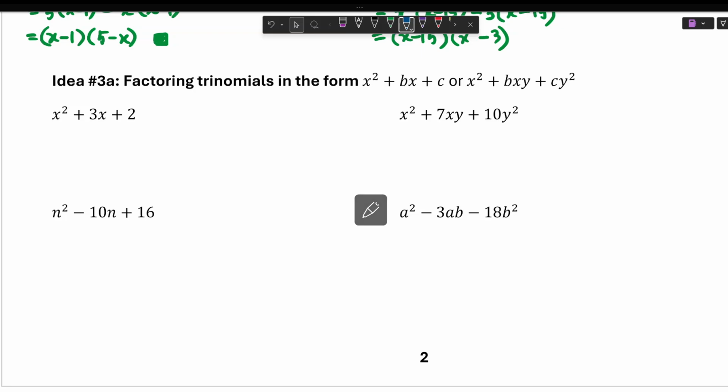Okay, our next idea is factoring trinomials in the form x squared plus bx plus c, or equivalently, you can think about it like ax squared plus bx plus c, but a is 1, so it doesn't look like it's there. The same technique applies when you have something like x squared plus bxy plus cy squared. Exactly the same trick. So let's start with x squared plus 3x plus 2, and I'm going to briefly talk you through a few different methods.